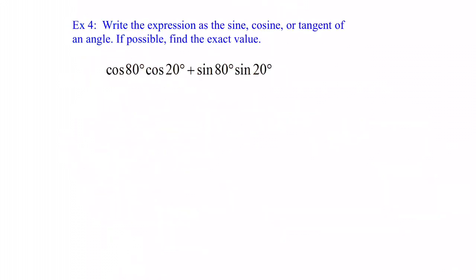Cosine of 80 times cosine of 20 plus sine of 80 times sine of 20 would be equivalent to cosine of 80 degrees minus 20 degrees. And so that is cosine of 60 degrees. Find the exact value when you can, and we can. So cosine of 60 degrees is 1/2. So all of this simplifies down to 1/2.